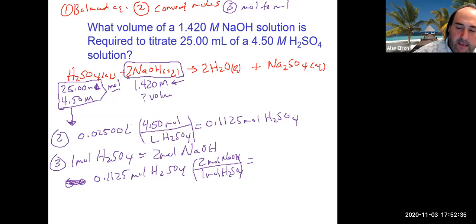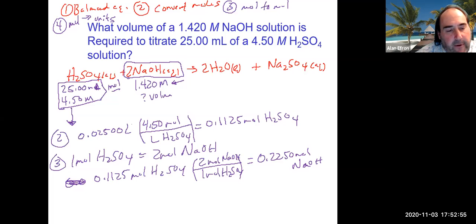That gets us 0.1125 times 2, 0.225 moles of sodium hydroxide. So now that we did step 3, we got moles of sodium hydroxide. The last step is to convert the moles to the units we're looking for, and on these types of problems that is a little different. In basic stoichiometry problems, we typically take the molar mass and figure out how many grams. Here we're not going to figure out grams; we're interested in the volume.